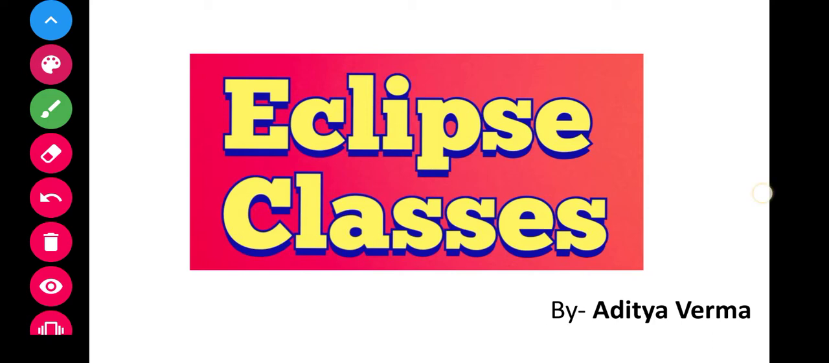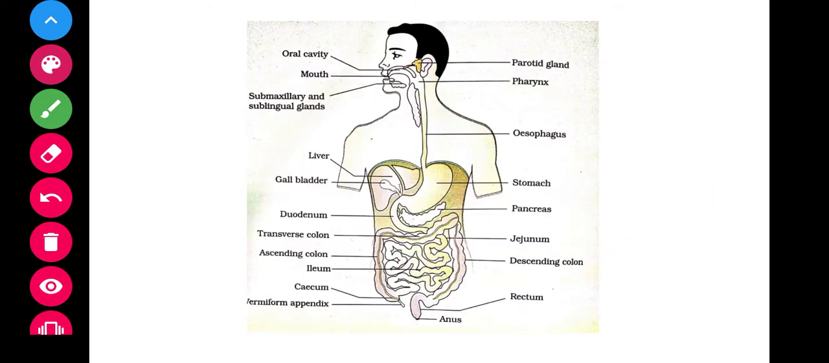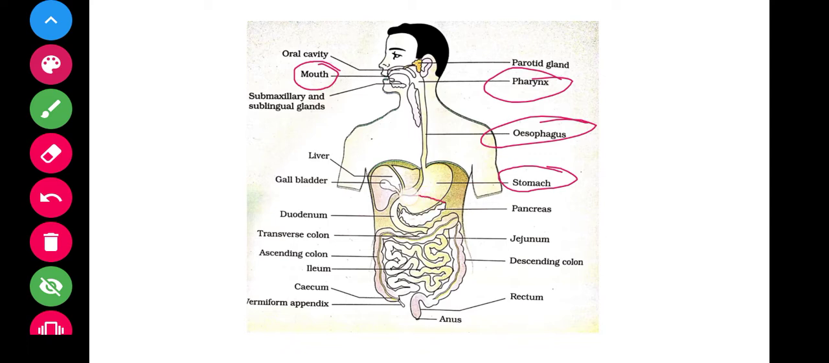As we are studying about digestion and absorption, we have already discussed about mouth, pharynx, esophagus and stomach. And in last lecture, we saw that stomach is opening into duodenum, and this duodenum is a part of small intestine. So in this lecture, we will study about small intestine.